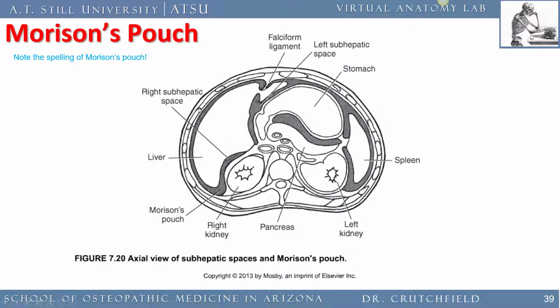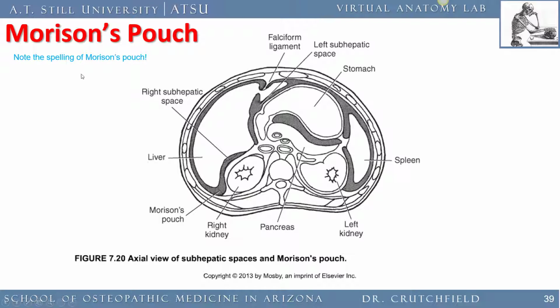So Morison's pouch is that space that sits right at the very lower aspect of the liver, but above the right kidney. Morison's pouch is really a spot where a lot of fluid, pus, bile can collect. So when you're looking at these scans, you want to look at some of these empty pouches. There shouldn't be anything in here. There shouldn't be fluid, ascites from liver failure. There shouldn't be blood there. There shouldn't be pus there. And we've already covered these different empty spaces in the peritoneal cavity.